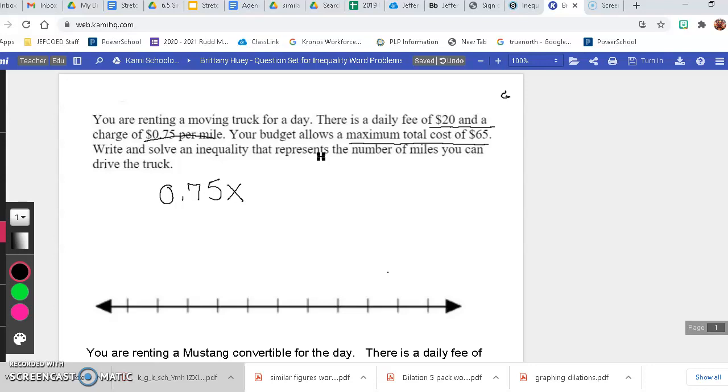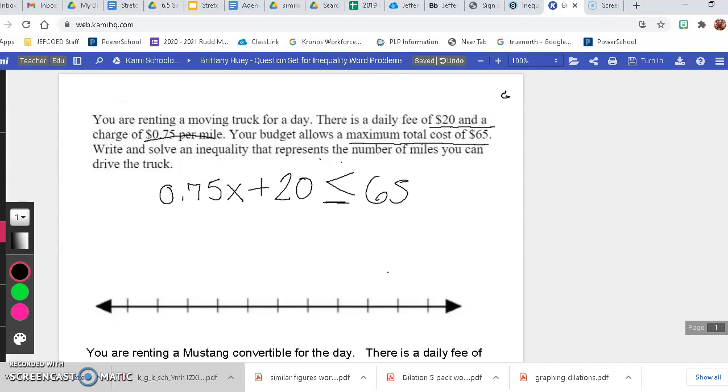Now notice we also have a daily fee and we're renting it for a day. So that extra fee is an added cost of $20. Now our budget allows for a maximum total of $65. So here's the deal. 65 has to be either greater than or equal to all of this product right here.